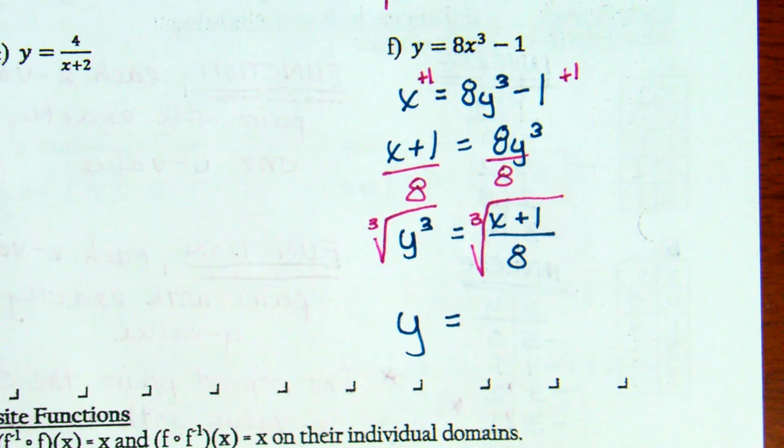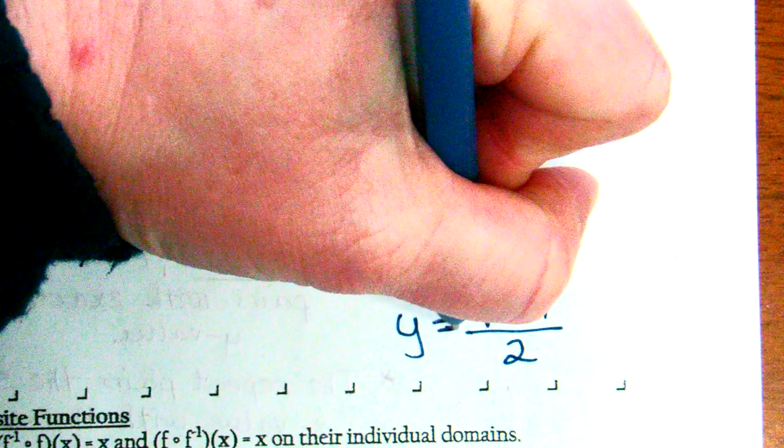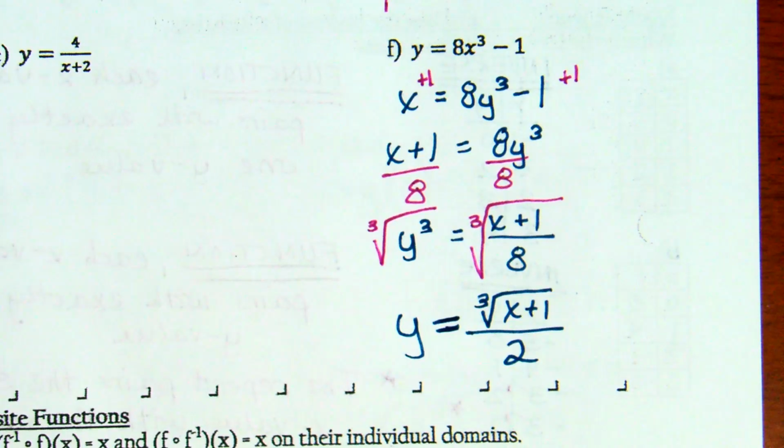Yeah, do we know the cube root of 8? Yes. The cube root of 8 is 2, yes? So, leaving it as one big cube root with x plus 1 over 8 under the cube root is an option. However, the other option is to say the cube root of x plus 1 over the cube root of 8, which is 2. Do I need a plus or minus here? No, because it's a cube root. It's an odd root. We only use the plus or minus when it's an even root.